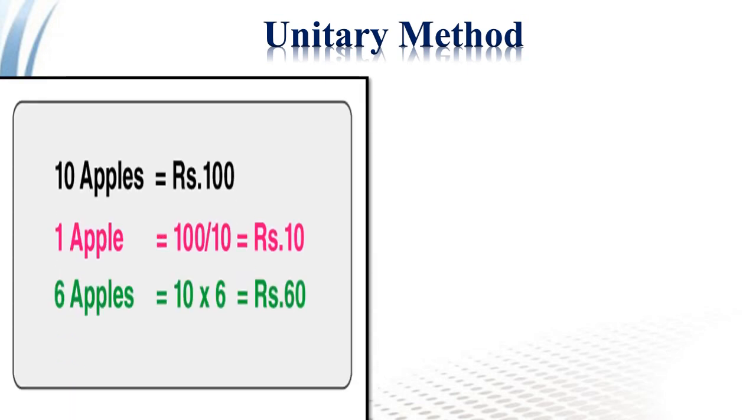Another example, look at this picture. 10 apples equal 100 rupees. First step, we want to find the value of 1, isn't it? By division. So first, 1 apple equals 100 divided by 10, we get 10 rupees. Now we want to find many. That means for 6 apples we have to multiply. That is 10 multiplied by 6, we get 60 rupees.